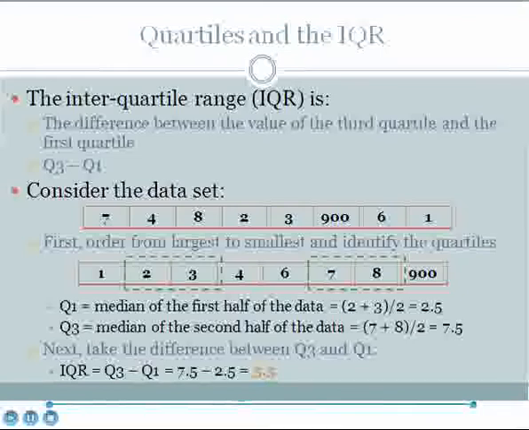To calculate the IQR, take the difference between Q3 and Q1. Q3 is equal to 7.5. Q1 is equal to 2.5. Therefore, the IQR is equal to 5.